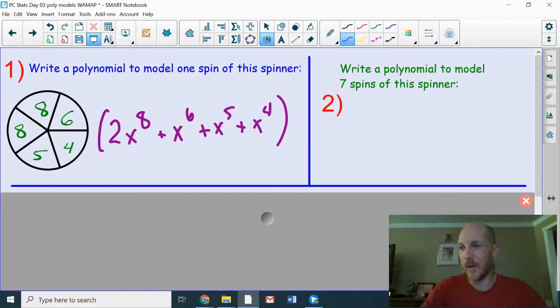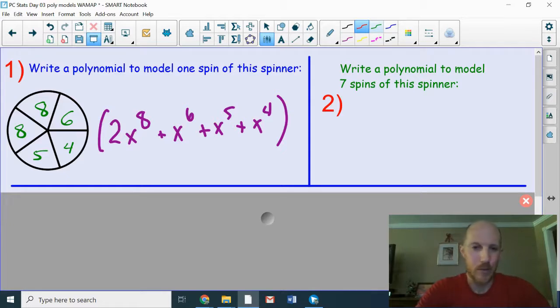Do you need to go in any particular order? No. I like to go in descending order. It's the math convention. But if you didn't go in order from largest exponent to smallest, no big deal. Sometimes people ask, did I need to use a coefficient of 2 because there were 2 spaces that had an 8 on them? You did not have to write it that way.